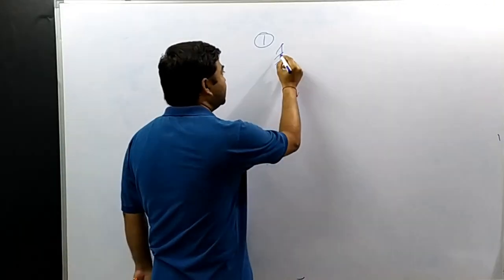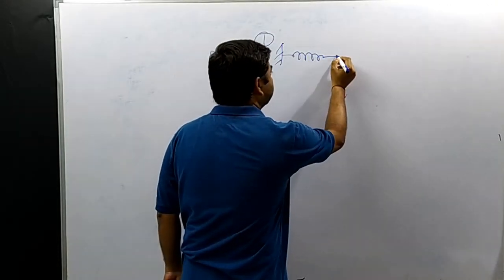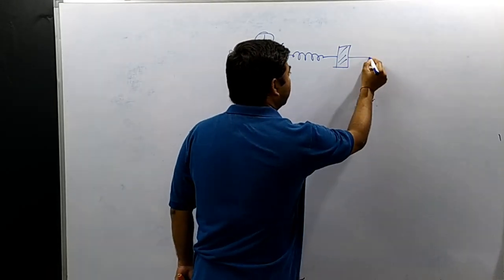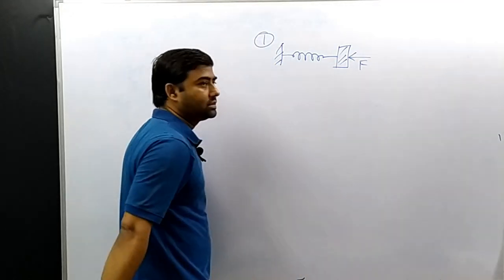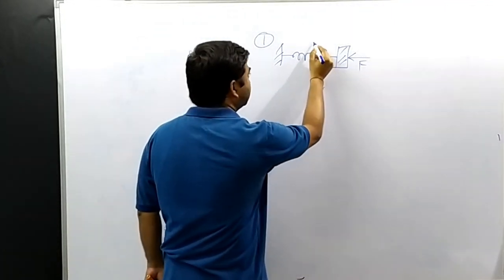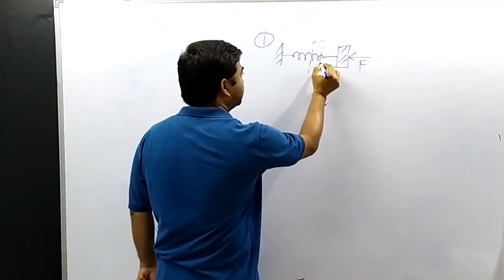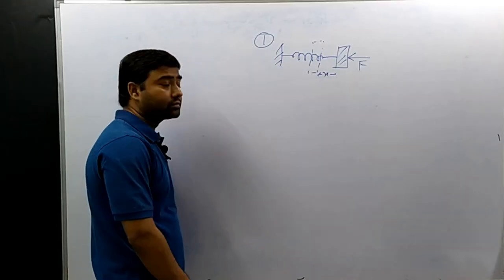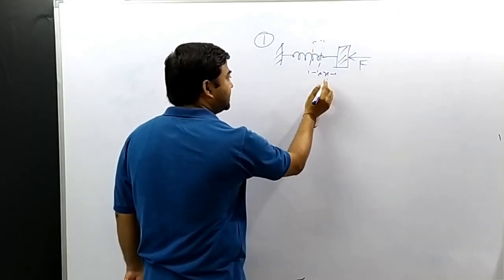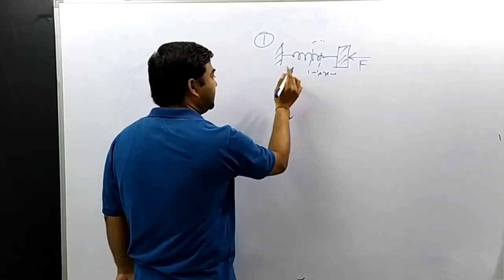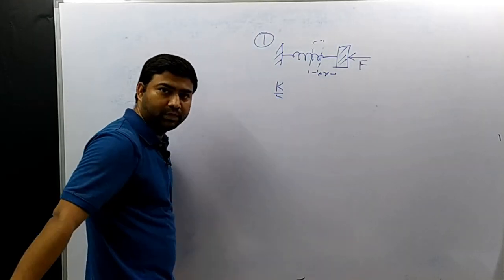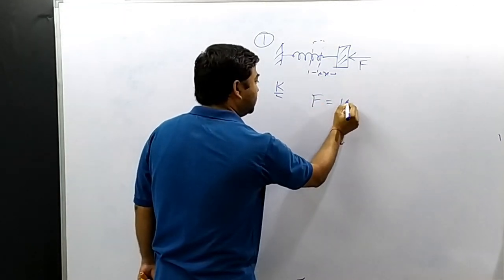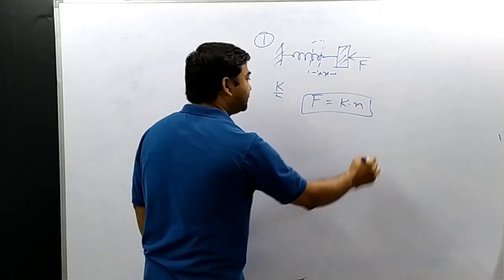So with the help of spring scales, if a force is applied on this spring, it is deformed and this block comes here. This is distance x. Then we know the spring constant is k. K is the spring constant. Then we know F is equal to k into x.